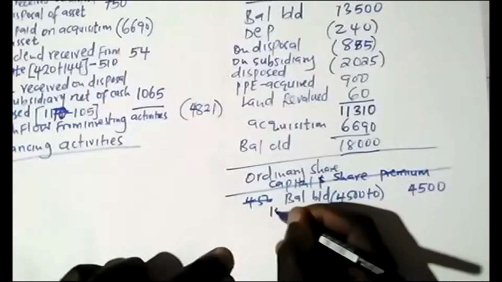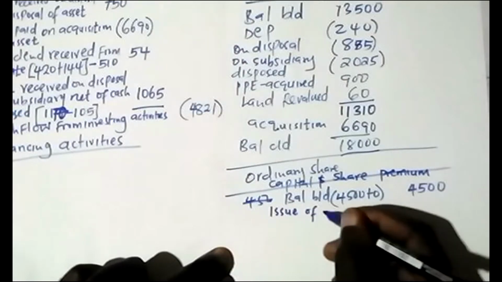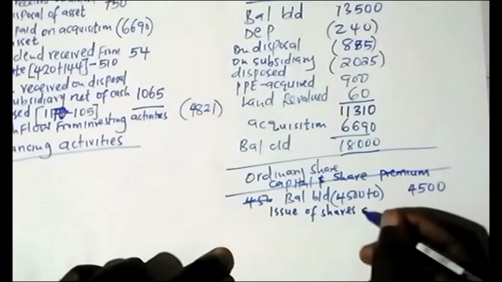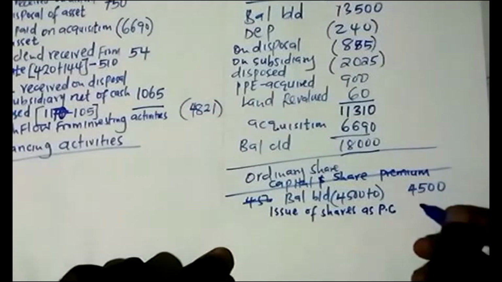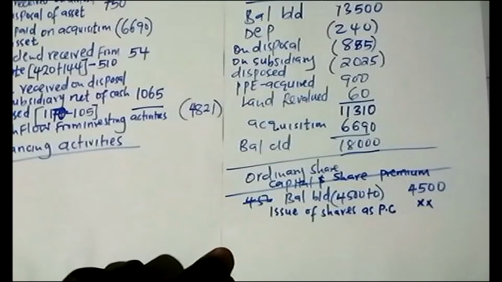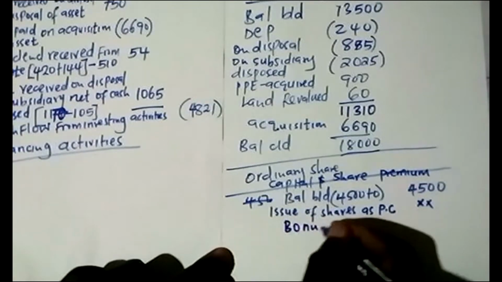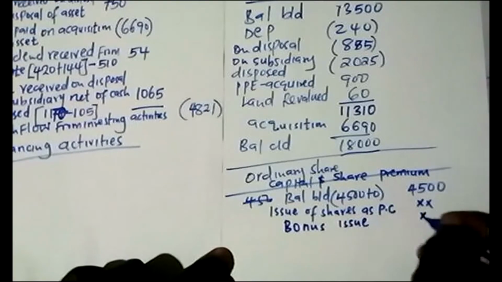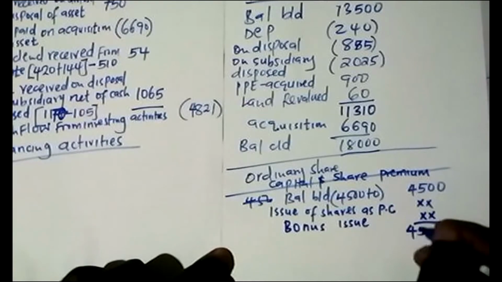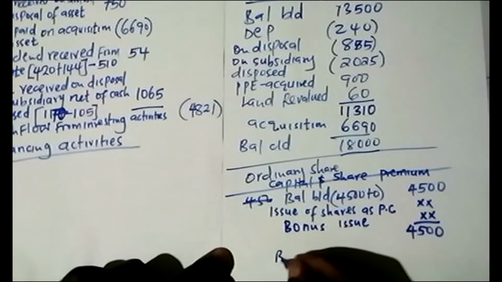Then we will talk about issue of shares as purchase consideration. So there was no issue of shares as part of purchase consideration. Remember the subsidiary was disposed of, it was not even acquired. In some questions they acquired a subsidiary and paid the purchase consideration in shares. Then if there's a bonus issue, you put it here. So up to that point I have 4,500.